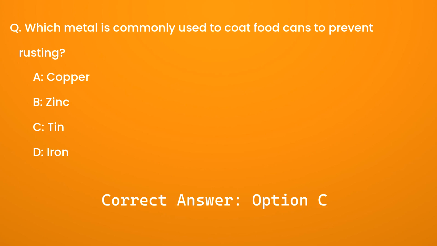The correct answer is option C, which is tin. Tin is used to coat food cans because it is less reactive than zinc and prevents rusting.